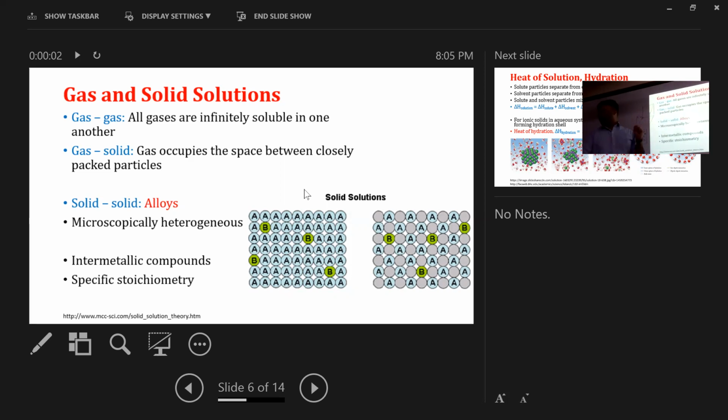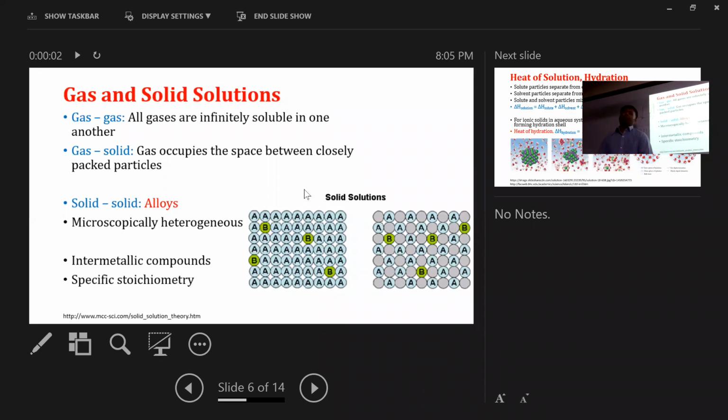So gas occupies the space between closely packed particles. If you have particles very closely packed, however, the size of the gas particle is very small. Therefore, they can take the space between the closely packed particles.